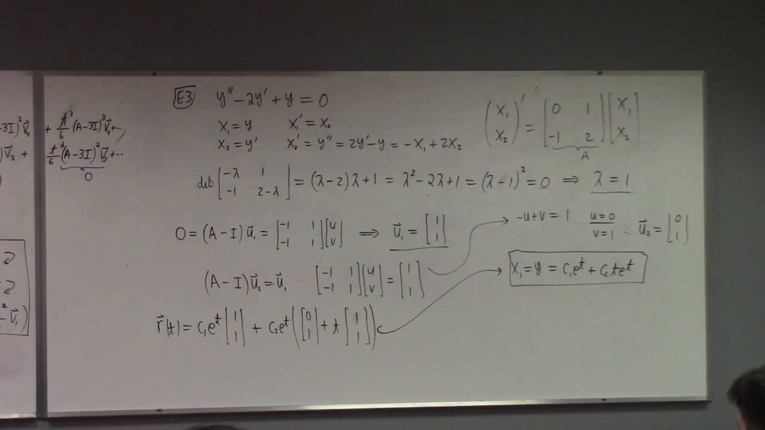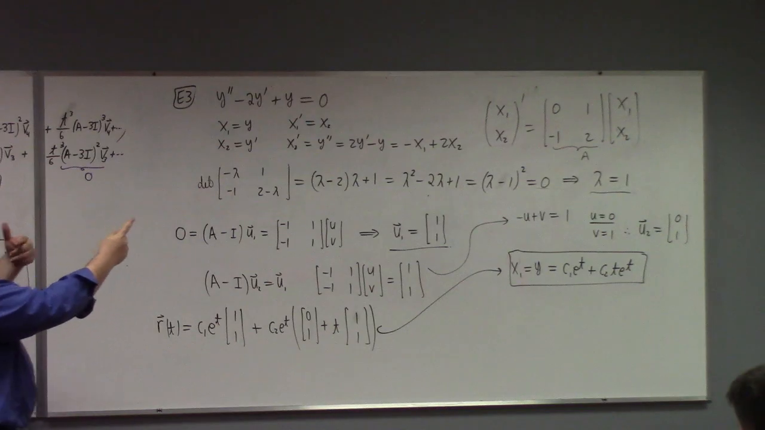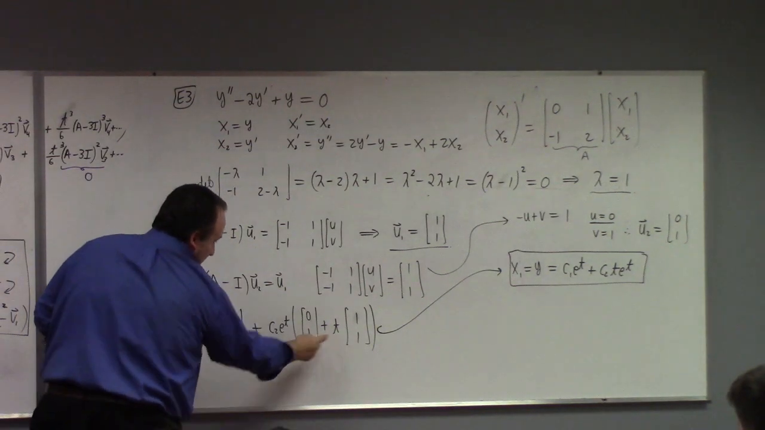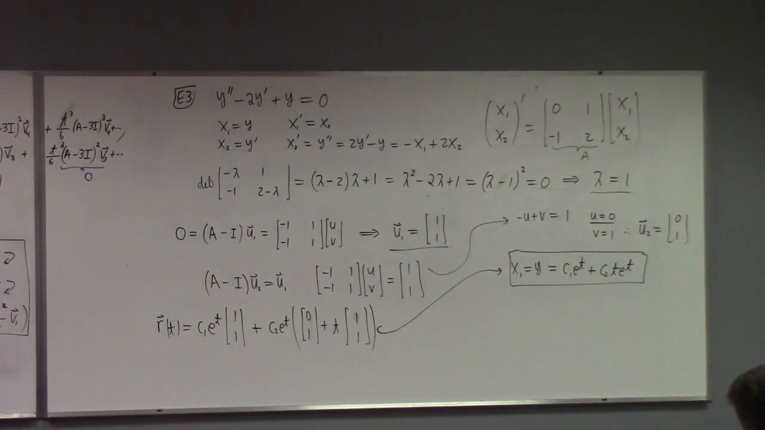But I wanted to show you that if we convert it by reduction of order to a system, and we find the generalized eigenvector for it, that will bring in the t that we needed before for the repeated root. This is yet another way of understanding where that t comes from.